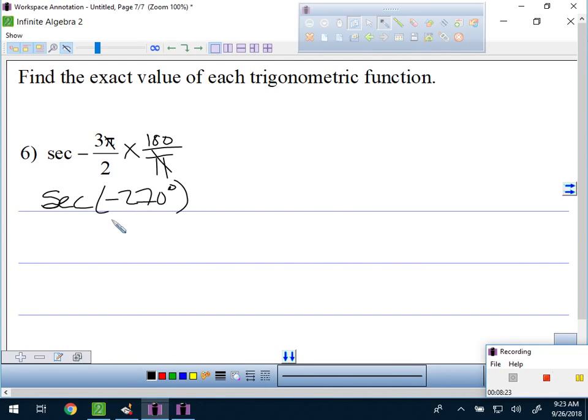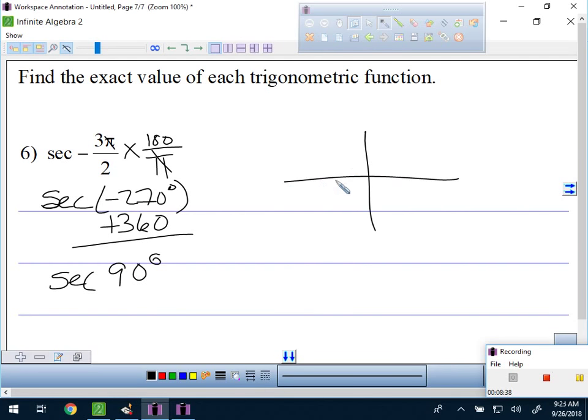Now, again, that's not coterminal. It's not between 0 and 360. So what I'm going to do is add 360, and that's going to give me 90 degrees, secant of 90 degrees. Now, I'm going to pause for a second because here's the thing. You know that 90 degrees is not a triangle. Where's 90 degrees at? It's on the line.